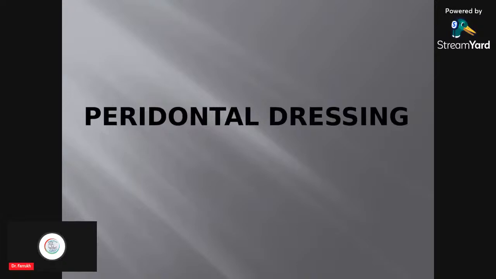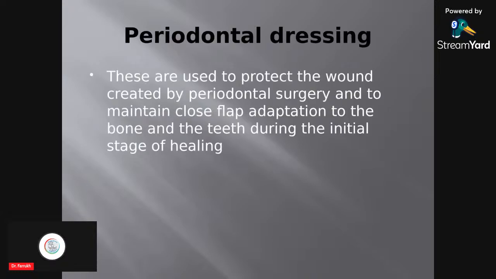So today we are back with lecture number 7 of the dental pharmacology lecture series. Today's topic is periodontal dressing. So basically, what is a periodontal dressing? These are used to protect the wound created by periodontal surgery and to maintain the closed flap adaptation to the bone and the teeth during the initial stage of healing. So basically, it is a dressing which is done after a periodontal surgery, when you have raised the flap, to maintain the initial stage of the healing.